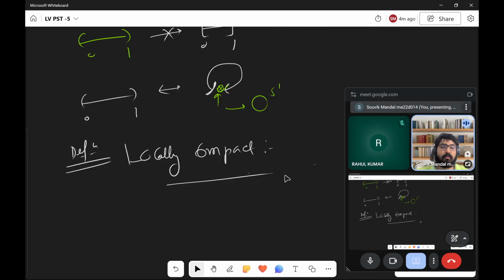The definition of locally compact, as you probably guess from the name itself, talks about compactness locally. That means if you have any space X and you take any point x inside X, then you get some local neighborhood U of x which is compact. That means locally, if you take any point x, around that x you can get an open neighborhood which is compact. So that is what local compactness means.